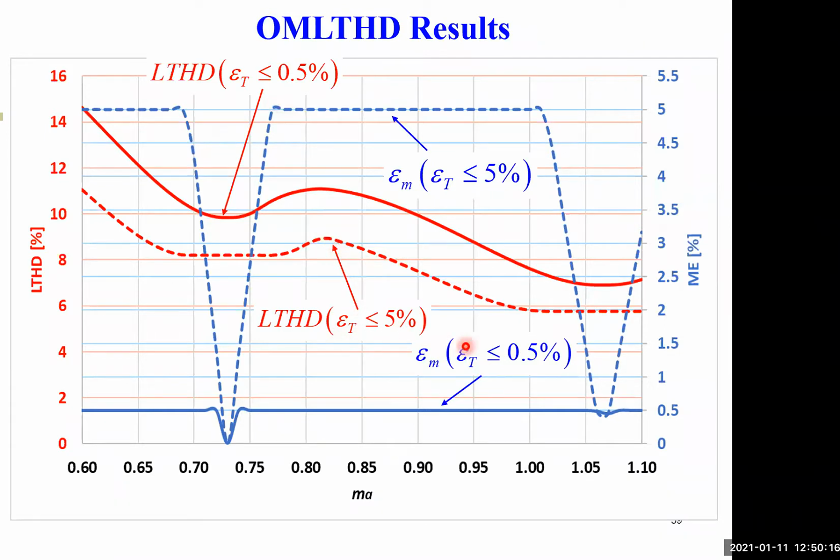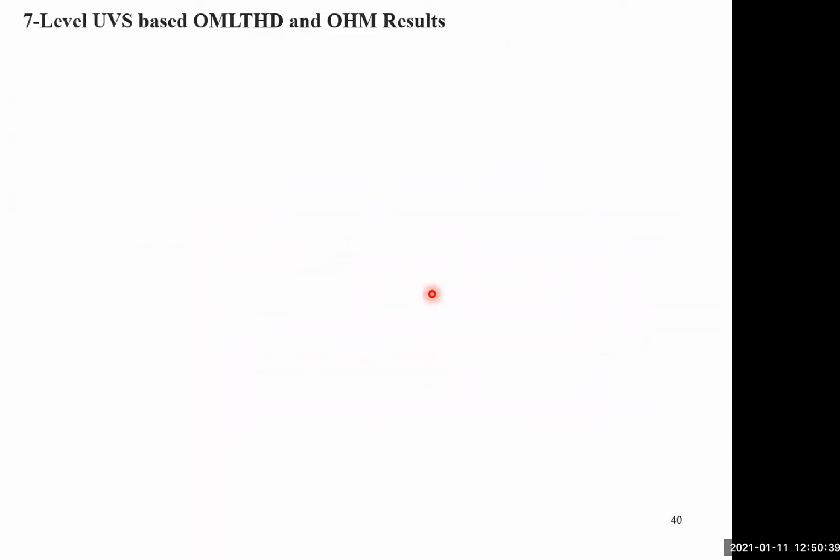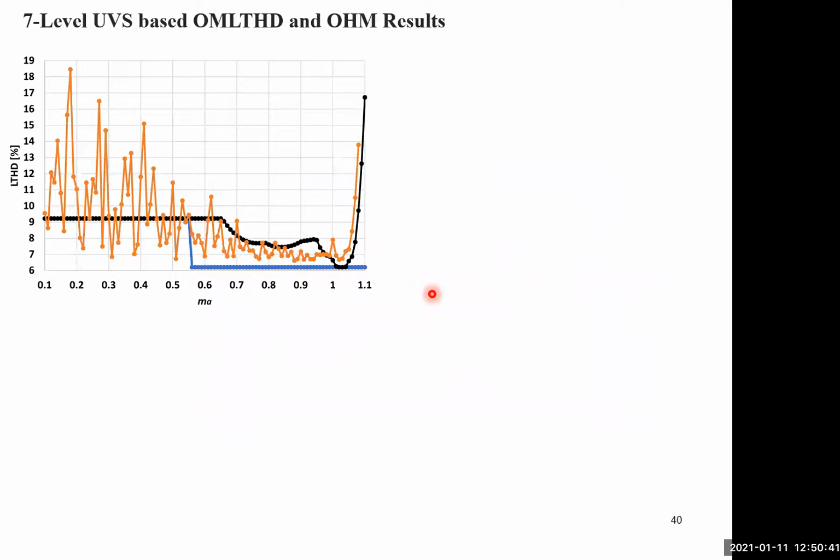So our proposal allows the user to choose whether he wants higher modulation accuracy or better harmonic performance as he wishes. So the target modulation error can be set to virtually any value, even zero. If you set it to zero, you're going to get LTHD, not the lowest, but still quite good results. So these are results.